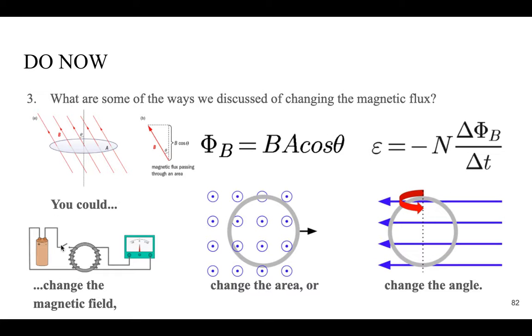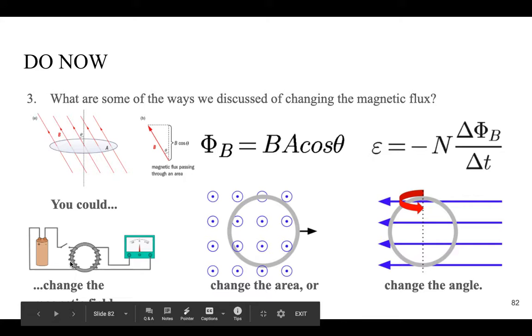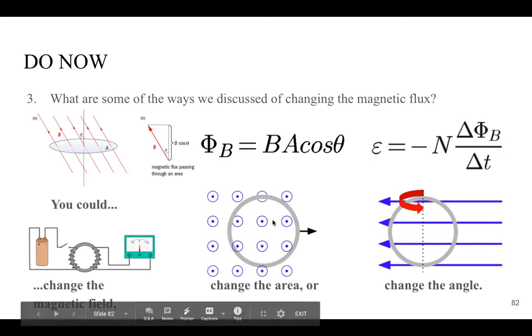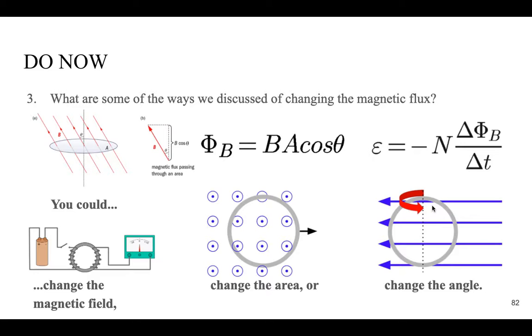So if you close this switch, you're going to have a changing magnetic field. So that's one way to change the flux. If you physically move your loop into or out of a magnetic field, you're going to change the effective area. And if you're turning your loop, which is what a generator does, in this magnetic field, you're going to change the magnetic flux. So those are 3 ways to do it.